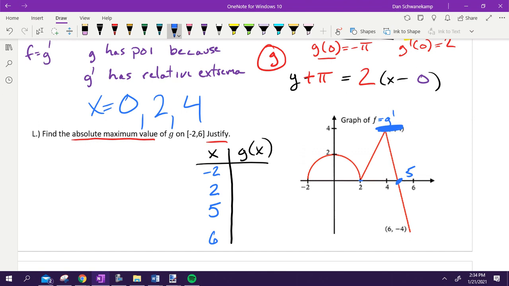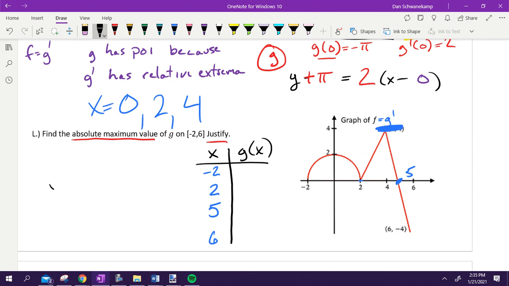Is 2 going to be a maximum? No. Why not? It doesn't change signs. We said you got to change signs in order for that to work. So the only real option is 5 going to be a maximum? Yeah, it changes from positive to negative. We got to see if it's the absolute maximum, but yeah, we're thinking that's probably our spot. We can kind of use our brain there and figure that out.